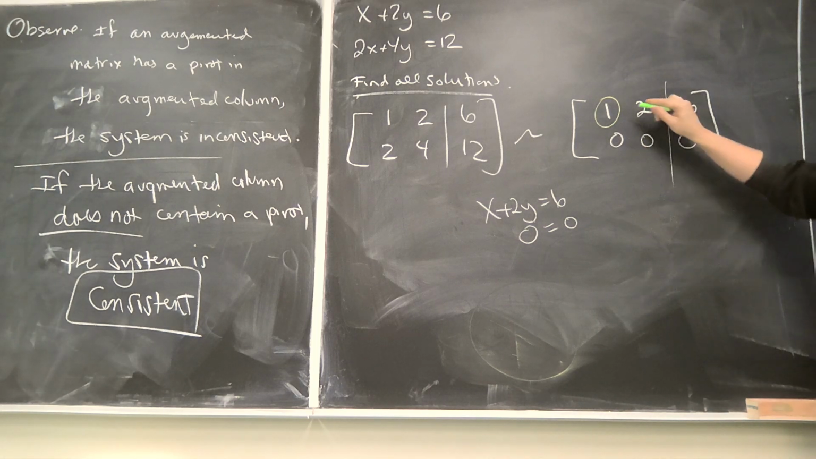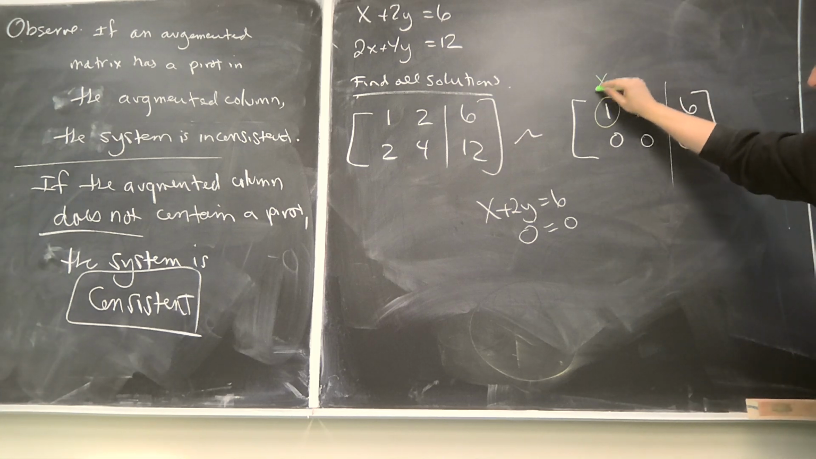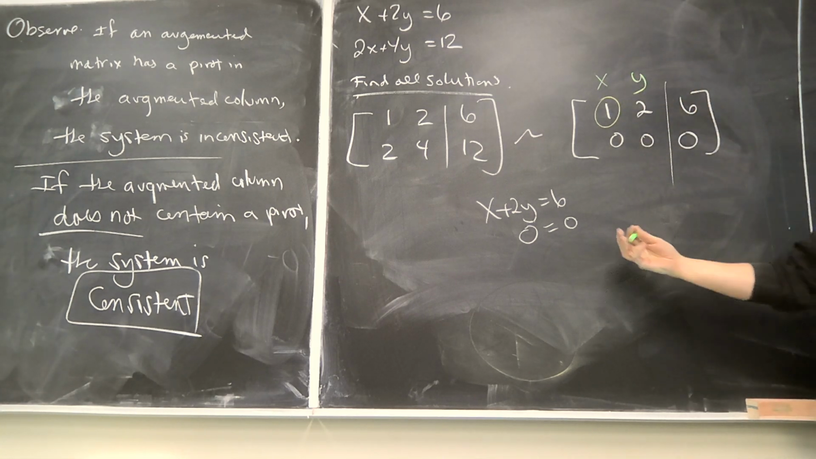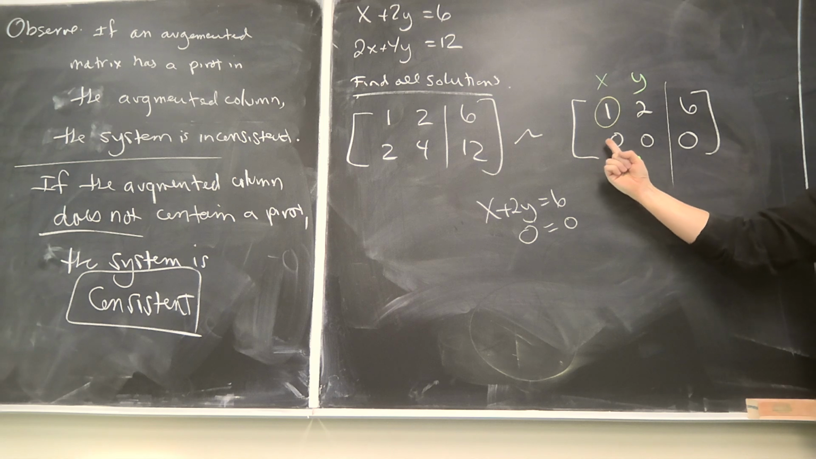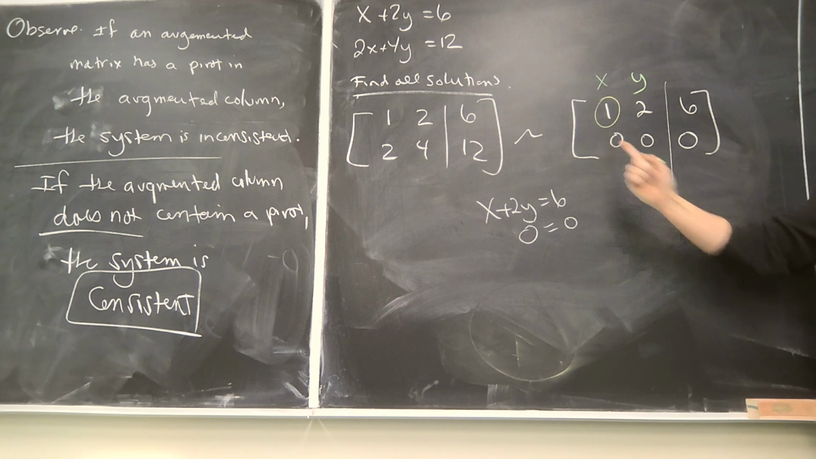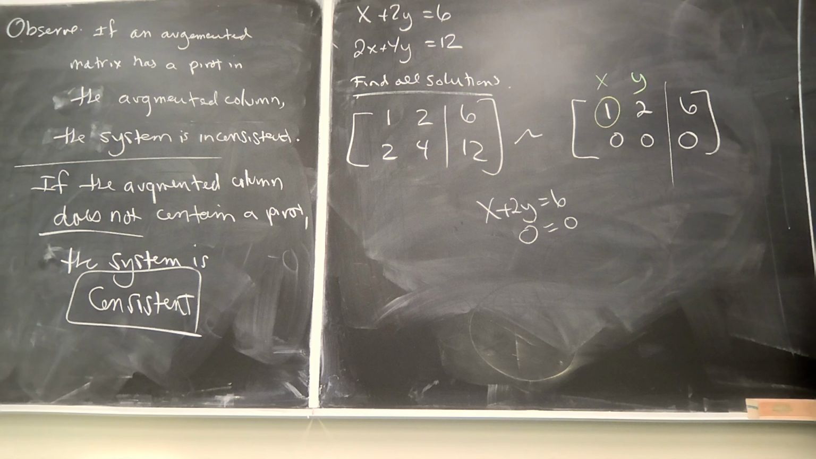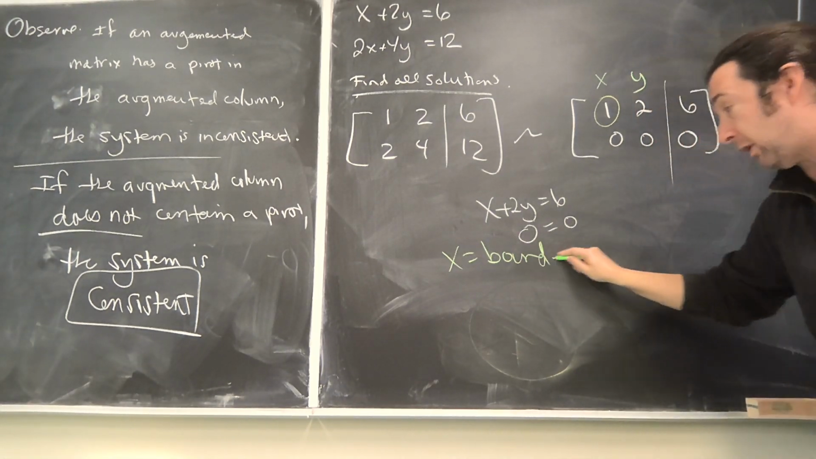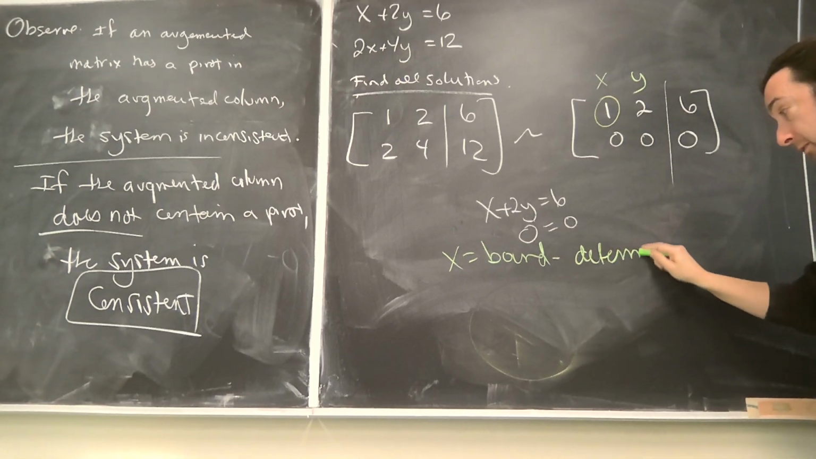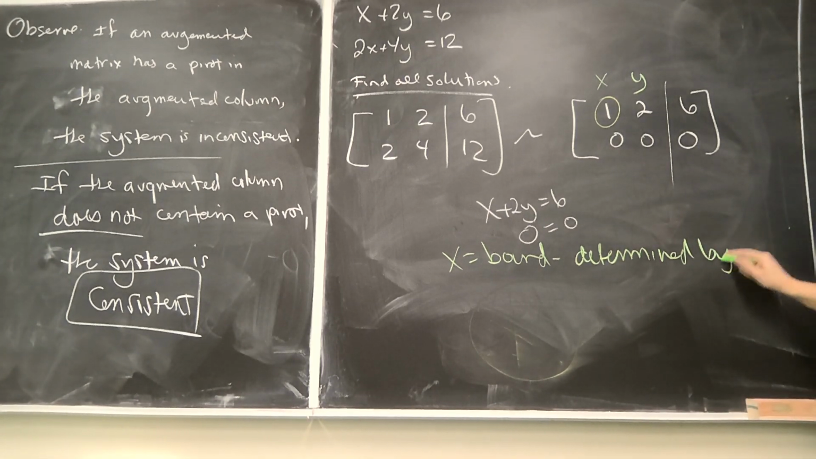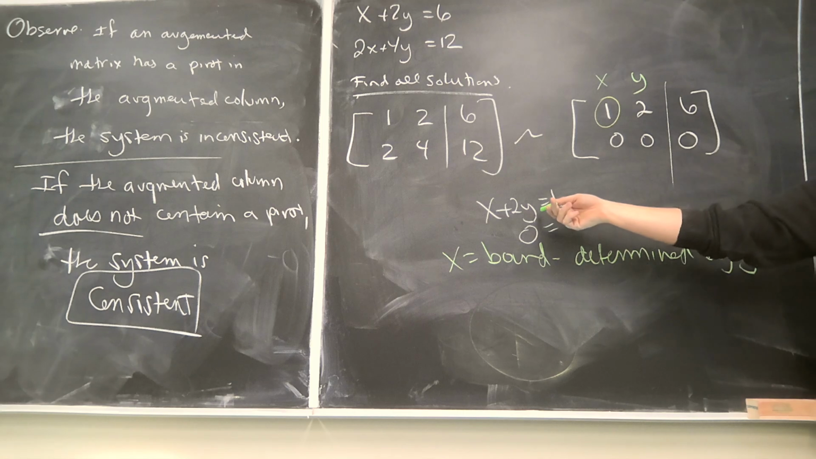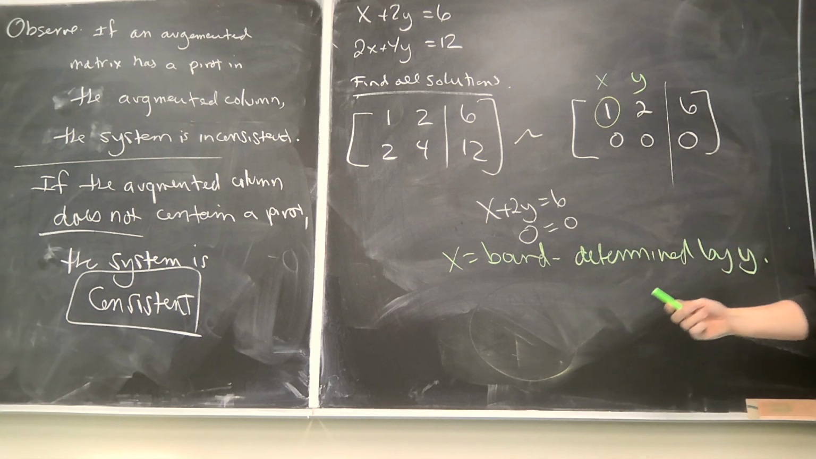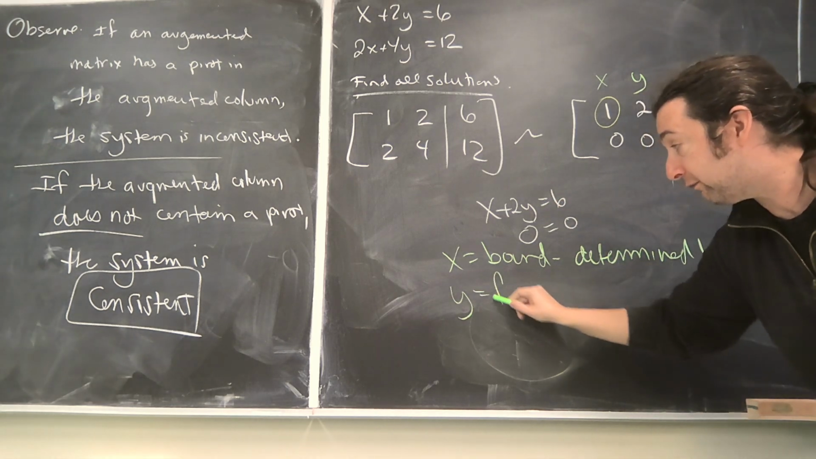A variable that corresponds to a pivot, thinking about this as the x column and this as the y column, x has a pivot in its column. So I think of that variable as the bound variable. There's no reason to do it this way other than to be algorithmically consistent. X is what we call bound, by which I mean it's determined by the choice of y. If you like, you could think about it as a dependent variable. The y is a free choice and x is not free, because the x must force this equation to be true. Y is called a free variable.